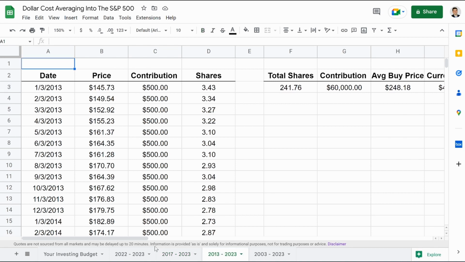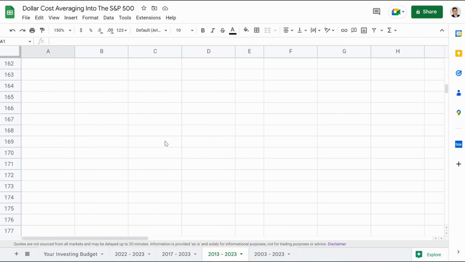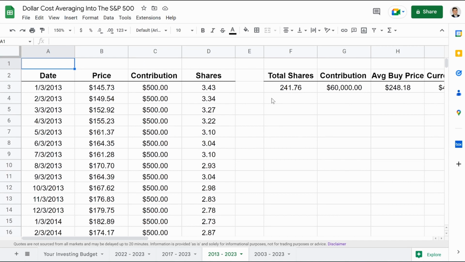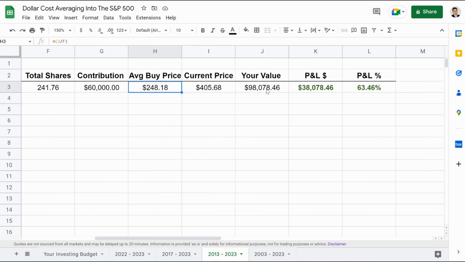Let's look at the past 10 years now. This is 2013 to 2023, and you can see it's the same exact chart. I'm just adding the years. We now have a total of 241 shares. Our contribution is $60,000, and our average buy price was $248. So you can see here are the results. Your value would be $98,000. You would have a profit of $38,000, and your profit and loss would be up 63%.